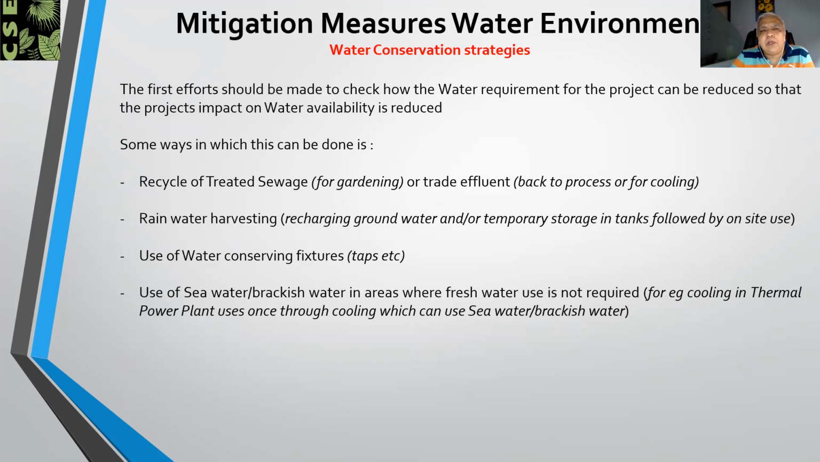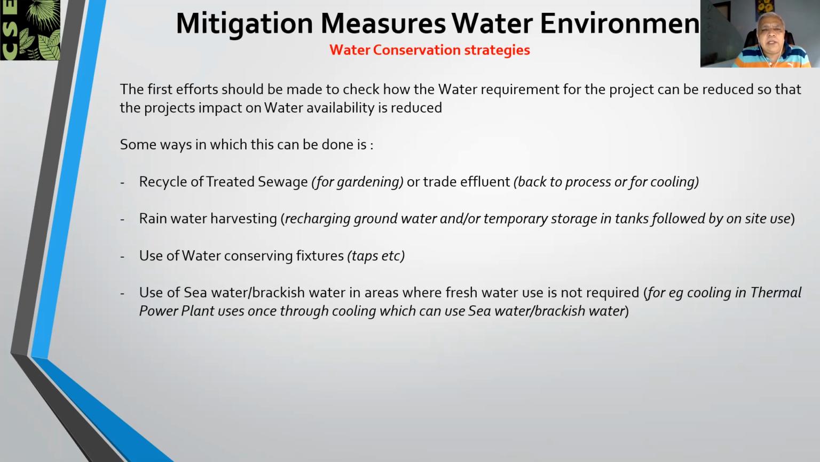Now we go to the mitigation measures for the water environment. The first focus of the planner here should be to see how the water requirement for the project can be reduced, so that the water availability outside the project gets improved.